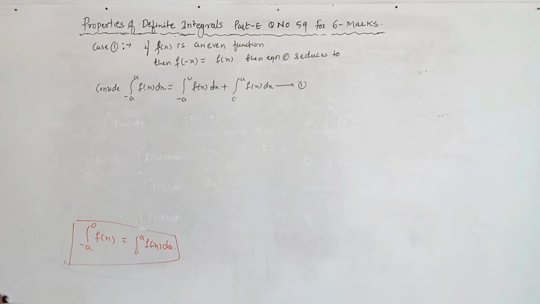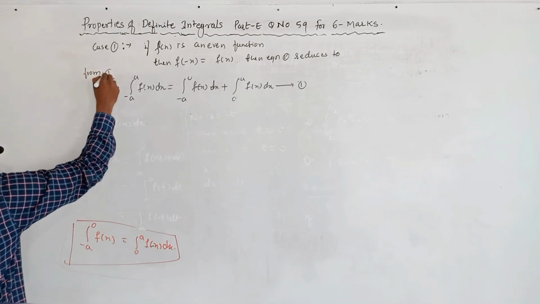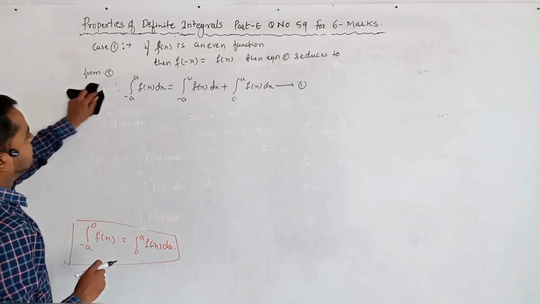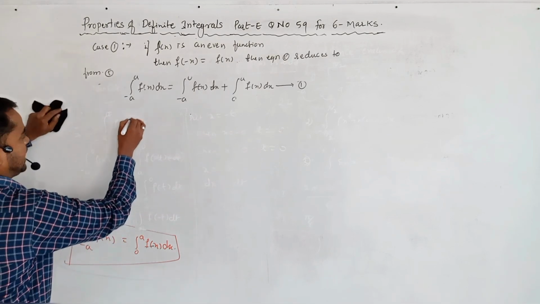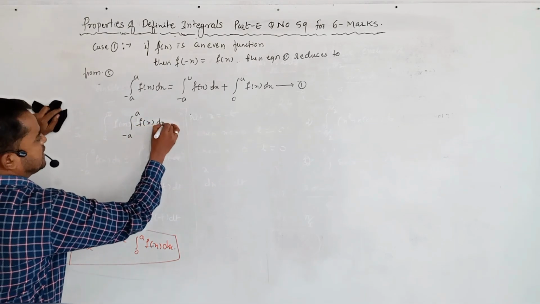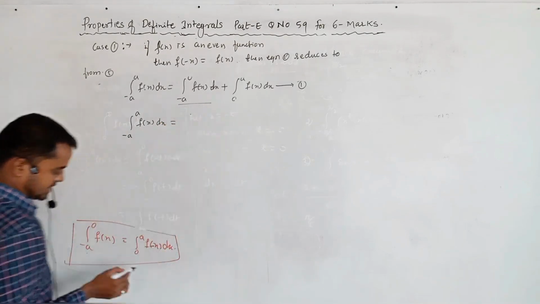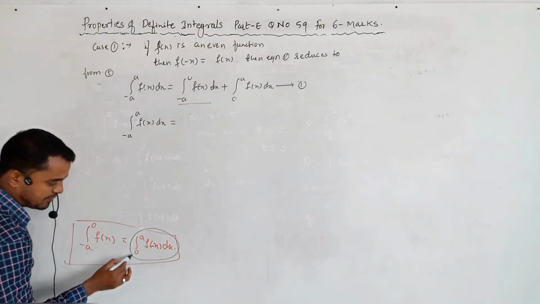So here from equation 1, this one is 1. Equation 1: integral from minus a to a f of x dx is equal to the value of minus a to 0. The value of minus a to 0, we have to write first this one.